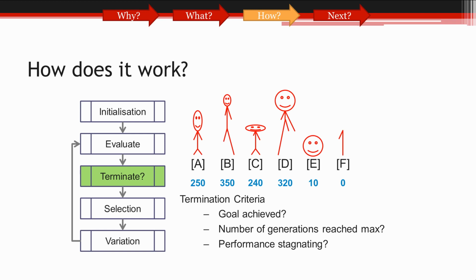Maybe we just want to run the evolutionary process for a specific number of generations. So, we'll check to see if the current number of generations has reached the maximum allowed. Or, we simply terminate the process when there is no longer any significant improvement being made to the fitness scores from generation to generation. For the purpose of this demonstration, let's assume the termination criteria has not been satisfied, so we can continue to the next stage.